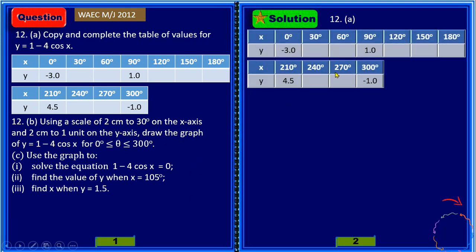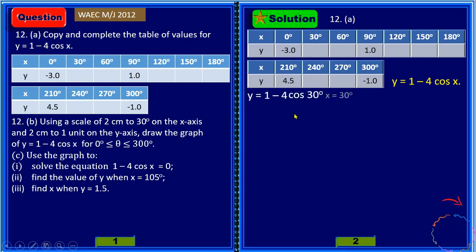Let's complete the table. The function we are plotting is y is equal to 1 minus 4 cos x. Then we are going to complete the first one when the value of x is 30 degrees. So we are going to use 30 degrees to replace x. Therefore, instead of cos x, we are going to have cos 30 degrees.